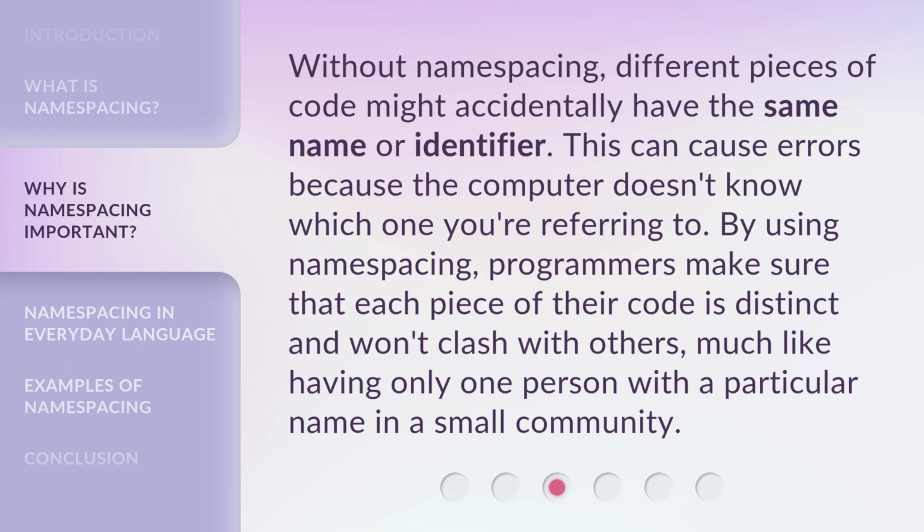Without namespacing, different pieces of code might accidentally have the same name or identifier. This can cause errors because the computer doesn't know which one you're referring to. By using namespacing, programmers make sure that each piece of their code is distinct and won't clash with others, much like having only one person with a particular name in a small community.